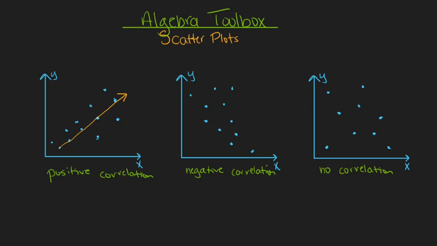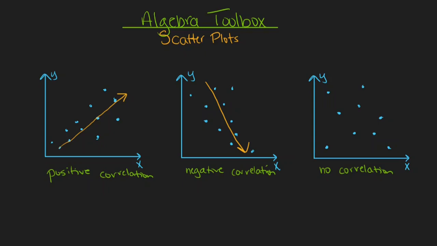On the flip side, if we were looking at the second scatter plot and wanted to draw a trend line, that trend line may look something more like this. We can see that as the x variable increases, the y variable decreases, and that tells us that the trend line is actually going to have a negative slope. The negative slope of the trend line also matches the negative correlation that we see in this graph.